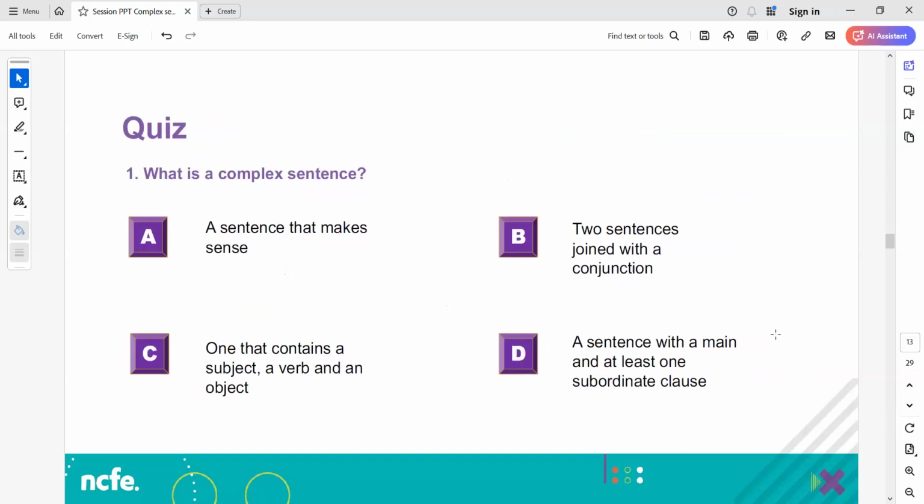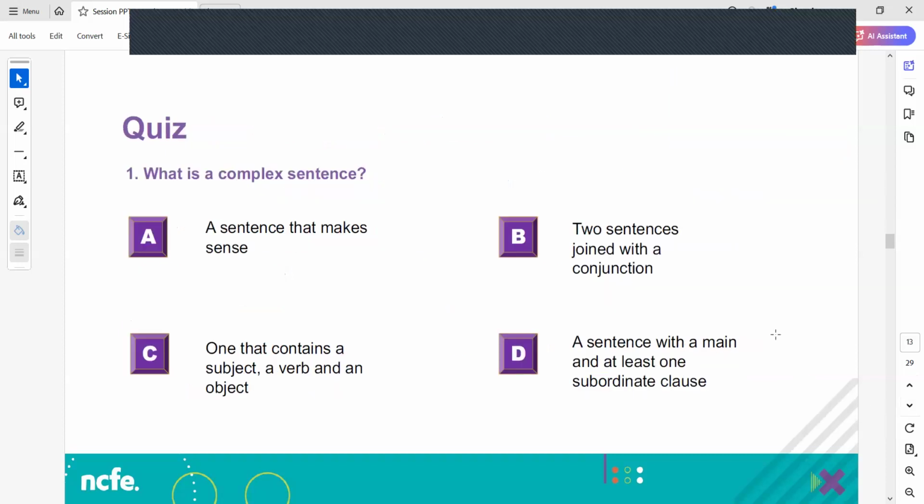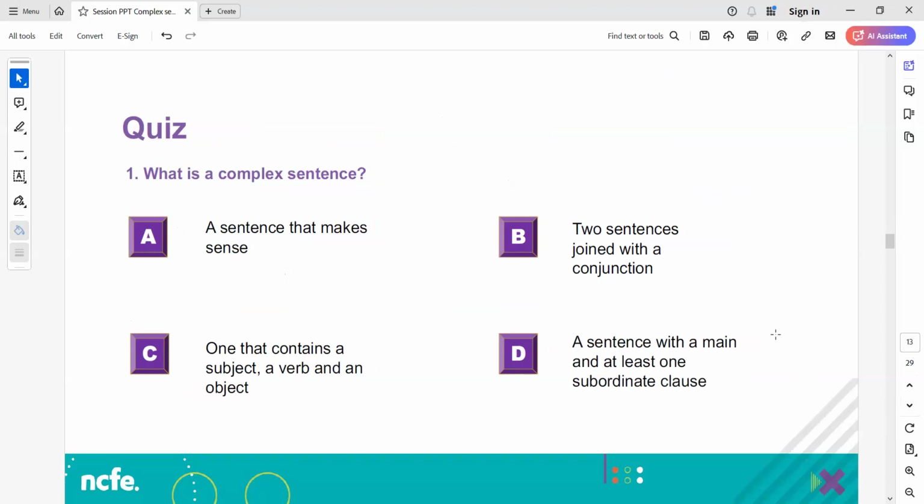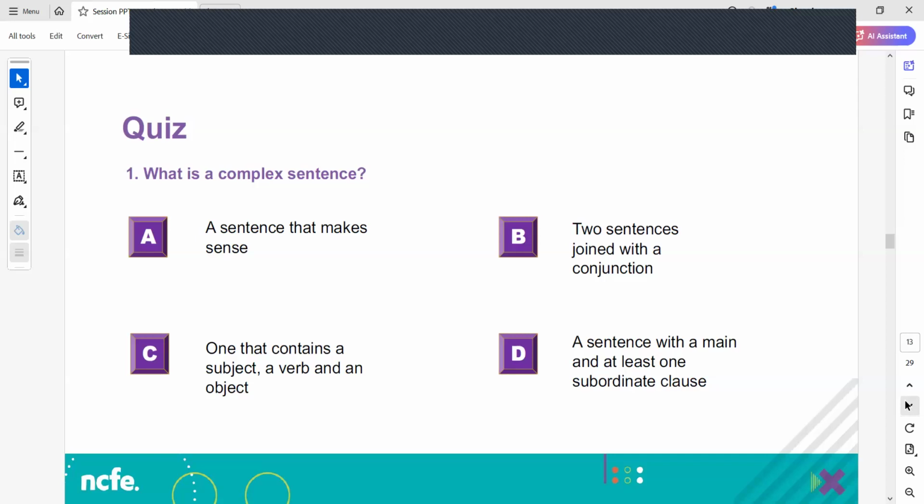So let's look at our quiz. What is a complex sentence? Which one of those tells us what a complex sentence is? D. The sentence D, with the main... Good. Yes. Well done. A sentence with a main and at least one subordinate clause.